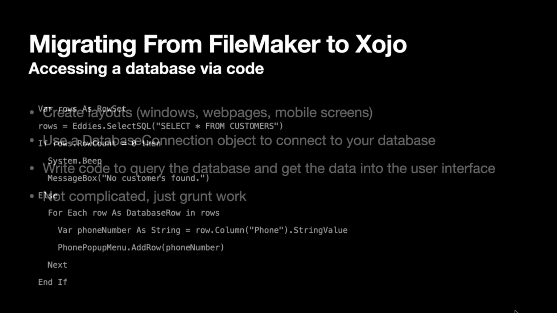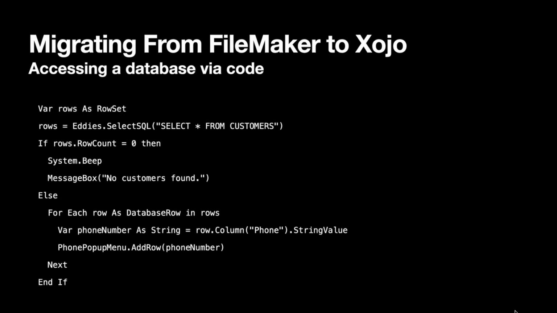And for example, here's some code, and again, I'm just going to explain this really quick. We're making a variable at the top called rows. A row set is just a collection of rows. And then we're doing a SQL call, a query, select star from customers. That's going to select all of the rows from customers and put them in that row set. And then it's checking to see if the row count is 0. If it is, there's no customers. So it's doing a beep and then displaying an alert box, message box, no customers found.